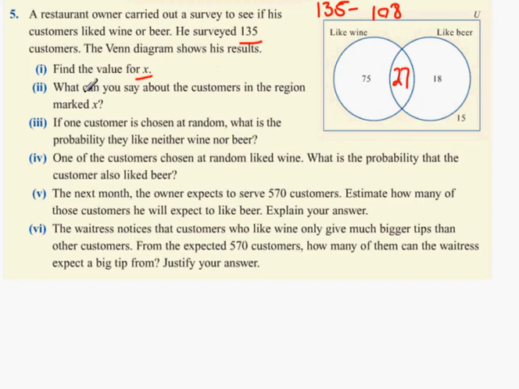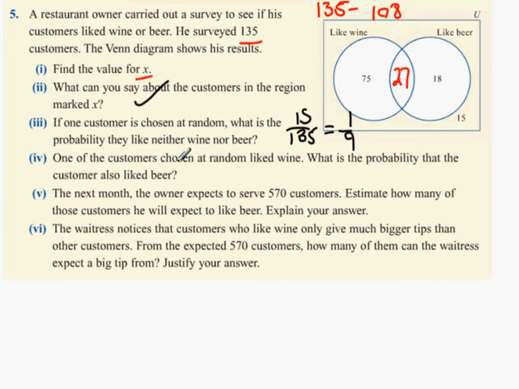Guys, what can you say about the customers in the region marked X? What can you say about these 27 people? They like both. They like wine and beer. If one customer is chosen at random, what is the probability that they like neither wine nor beer? 15 out of 135, which is 1 in 9.